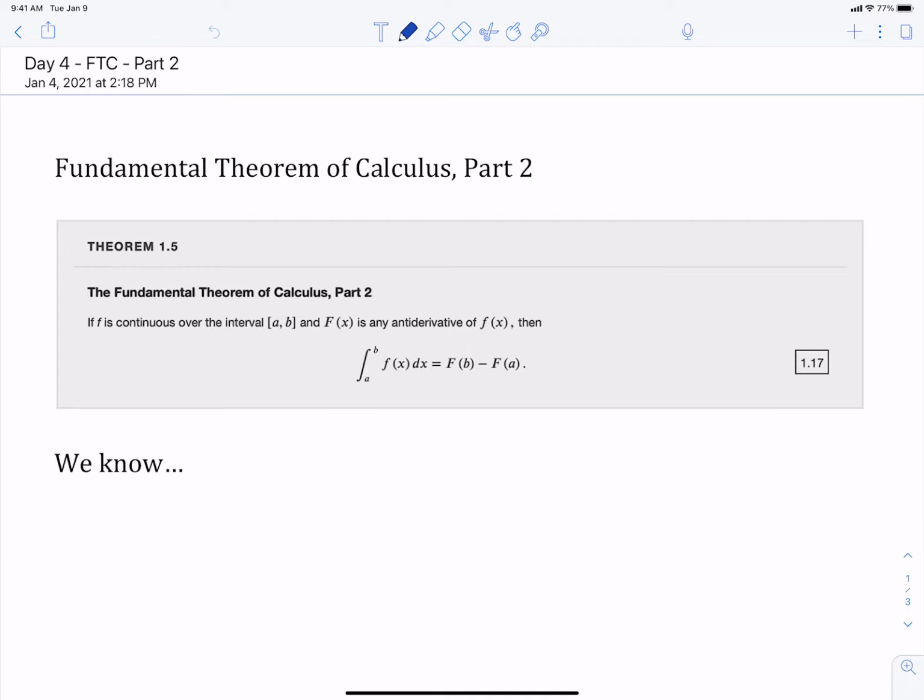All right, now we're at the Fundamental Theorem of Calculus Part 2. This is one of my favorite theorems because it's super useful and it kind of gets rid of us having to find those areas by hand, which is probably at this point getting pretty annoying.